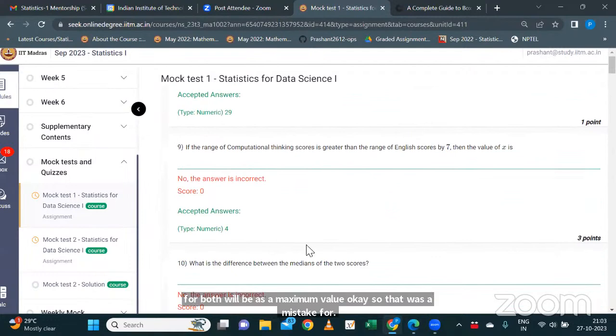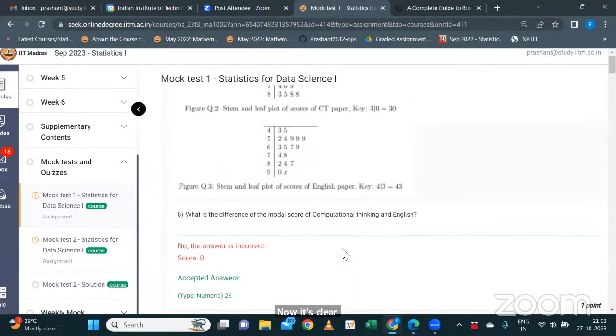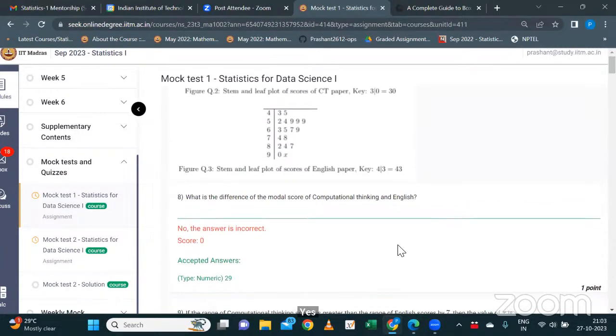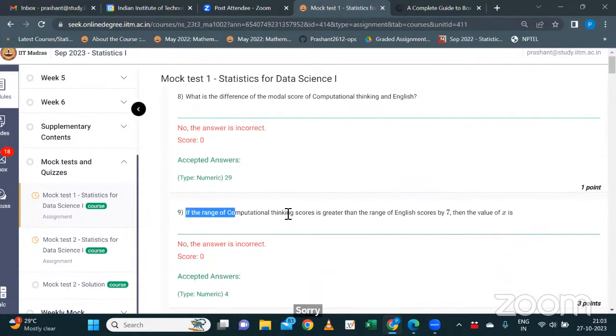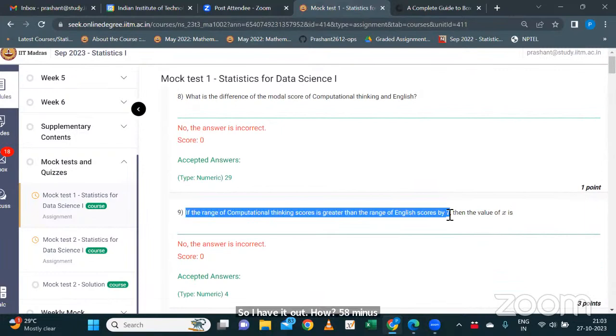Sir, I have a doubt. Why have you subtracted 58 minus 7? Okay, what is this information? The range of the computational thinking score is greater than the range of English by 7. Yes, sir. A range of CT.